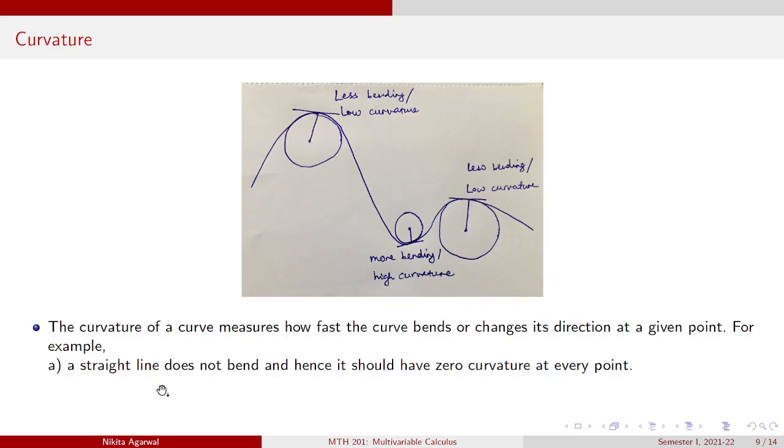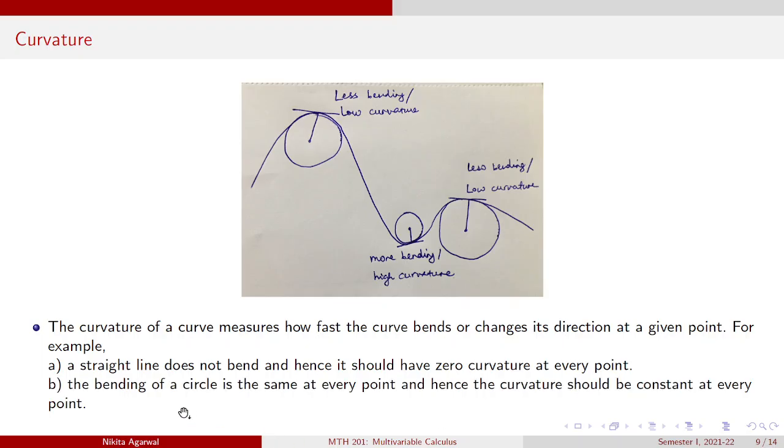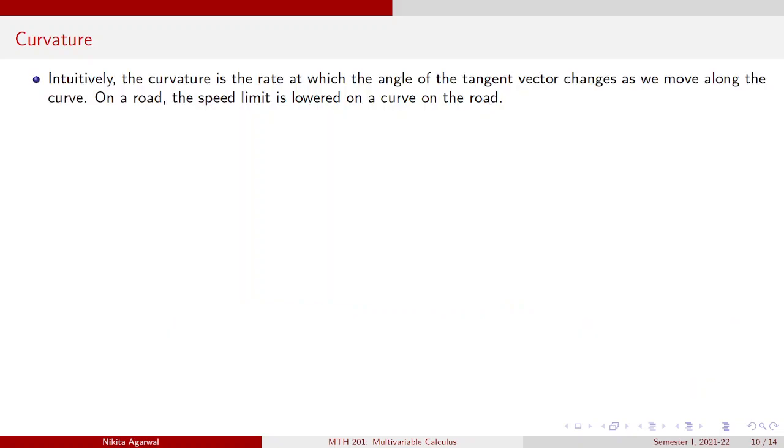If you look at a straight line that does not bend at all, it should have zero curvature at every point because there is no bending. If you take a circle, the bending is the same at every point. You bend equally along the circle at every point, and hence the curvature should be constant. We will come to this example later. But roughly, you now have a sense of what curvature is.